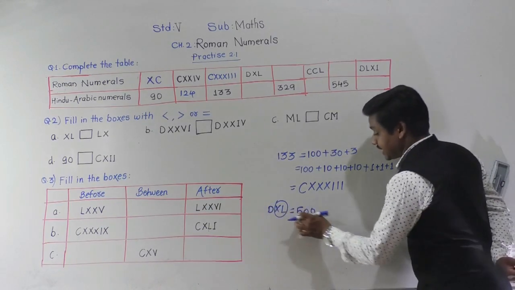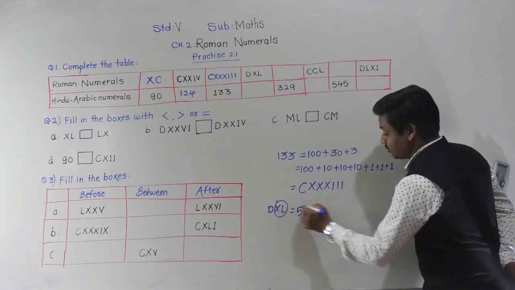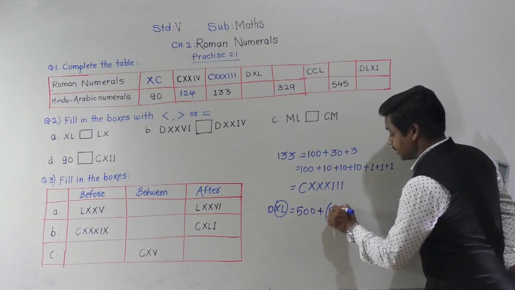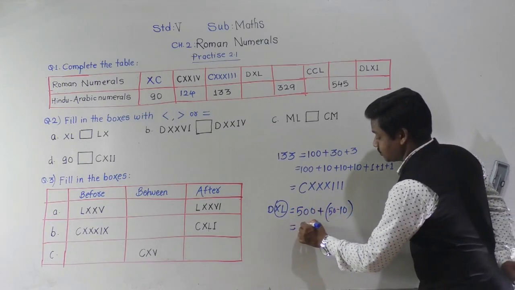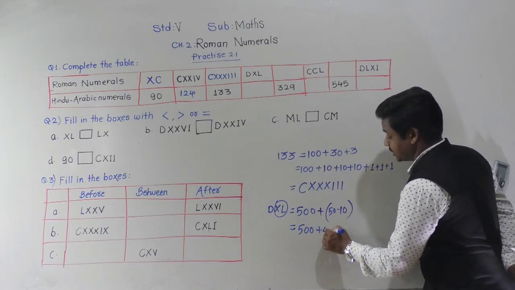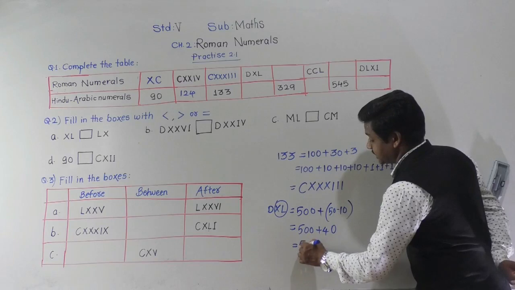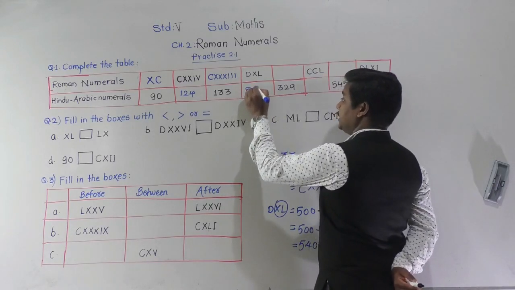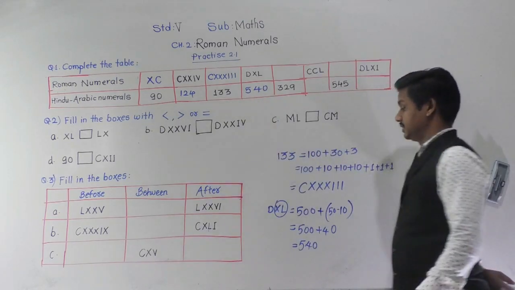So D is written as it is, 500, and value of X will be subtracted from L, that is 50 minus 10. So 500 plus 50 minus 10, 40. That is DXL means 540. 540. Got it?